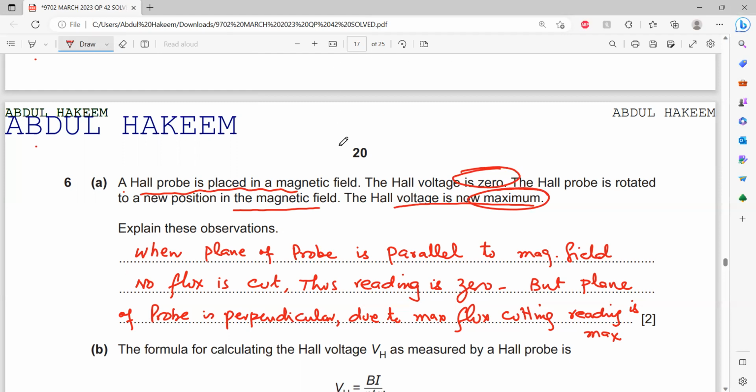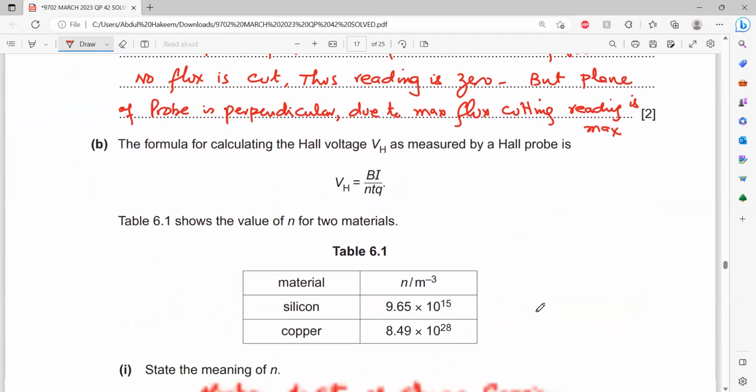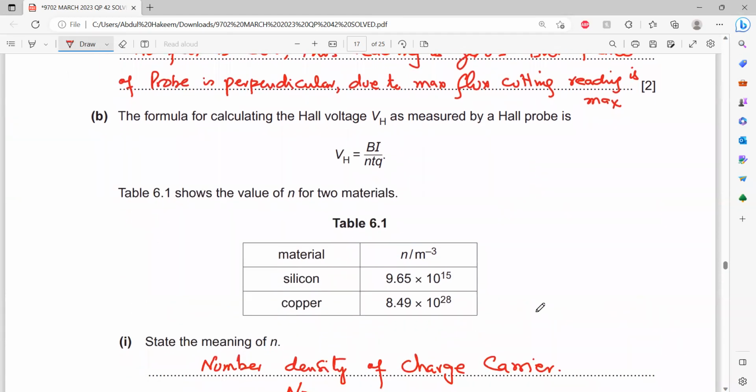So when the plane is parallel to the magnetic field, no deflection, so the Hall voltage is 0. When it is perpendicular, then maximum deflection, so the Hall voltage is maximum. Then the formula for calculating the Hall voltage is given: V_H = BI over ntq. B is the magnetic flux density, I is the current, n is the number density, t is the thickness, not the time, and q is the charge of the particle.